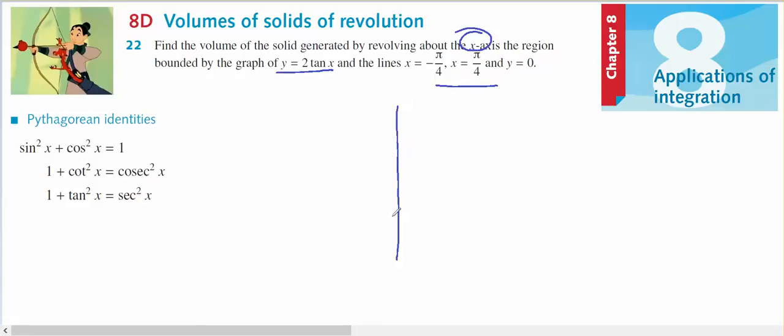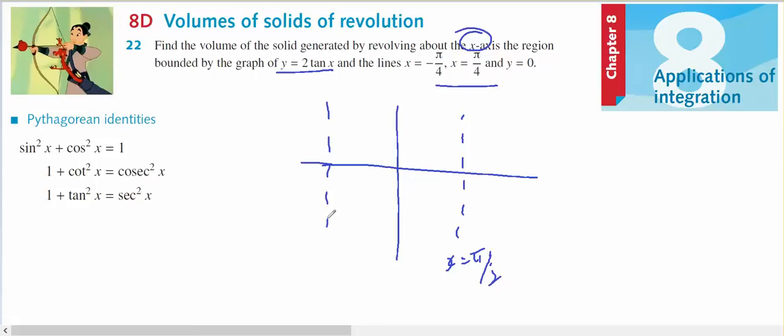Okay, so since this is tan of x, it will have an asymptote which is x equals pi on 2 and x equals minus pi on 2. And it's a positive tan, but it's been dilated, so we'll end up with a curve that looks like this. And pi on 4 would normally be 1, but now that's going to be up at 2, and minus pi on 4 would normally be negative 1, but they'll now be down at negative 2.